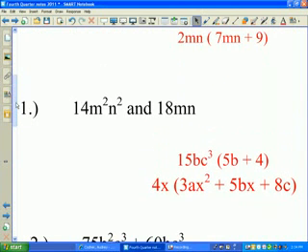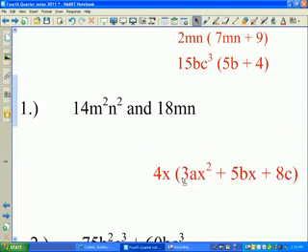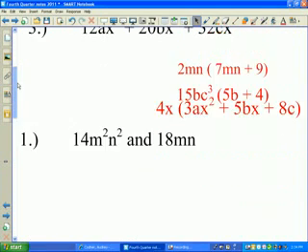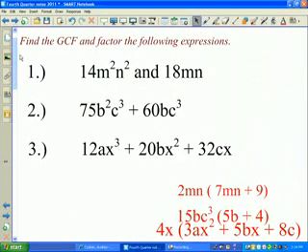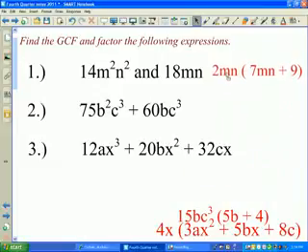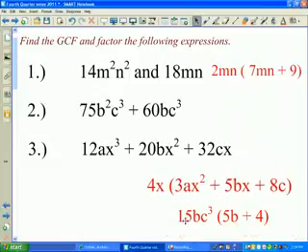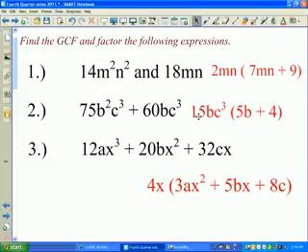So for the first one, we have our answer, which was 2mn times nm plus 9. The second one was 15bc cubed times 5b plus 4. And lastly was 4x times 3ax squared plus 5bx plus 8c.